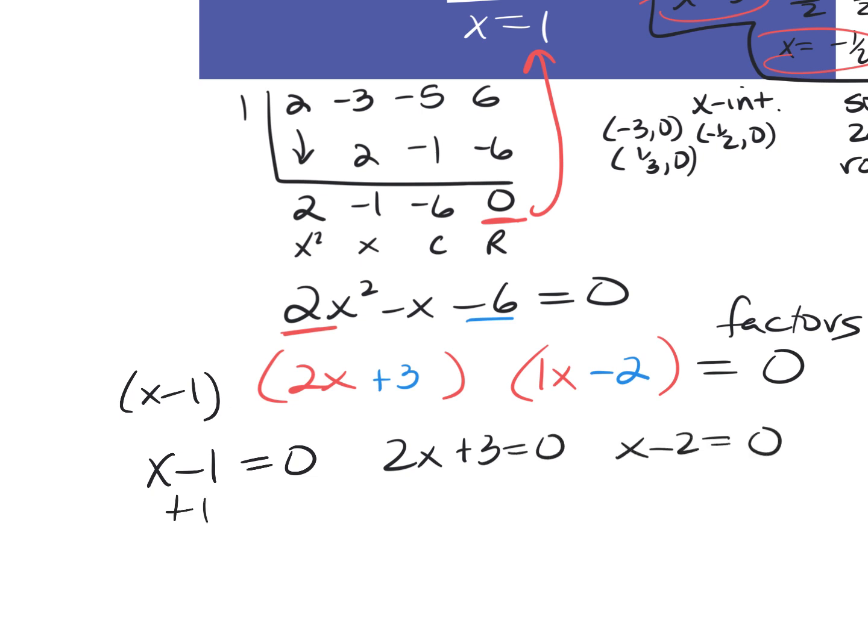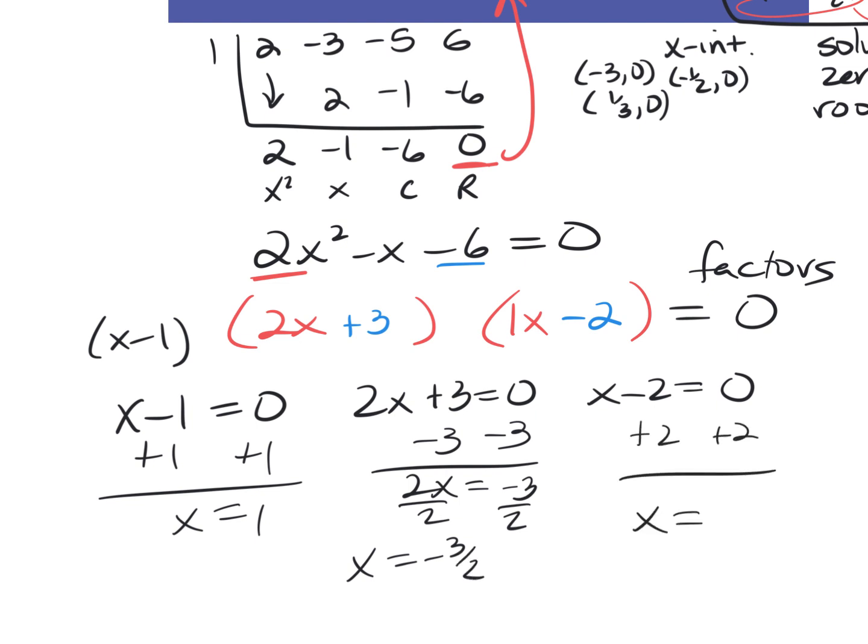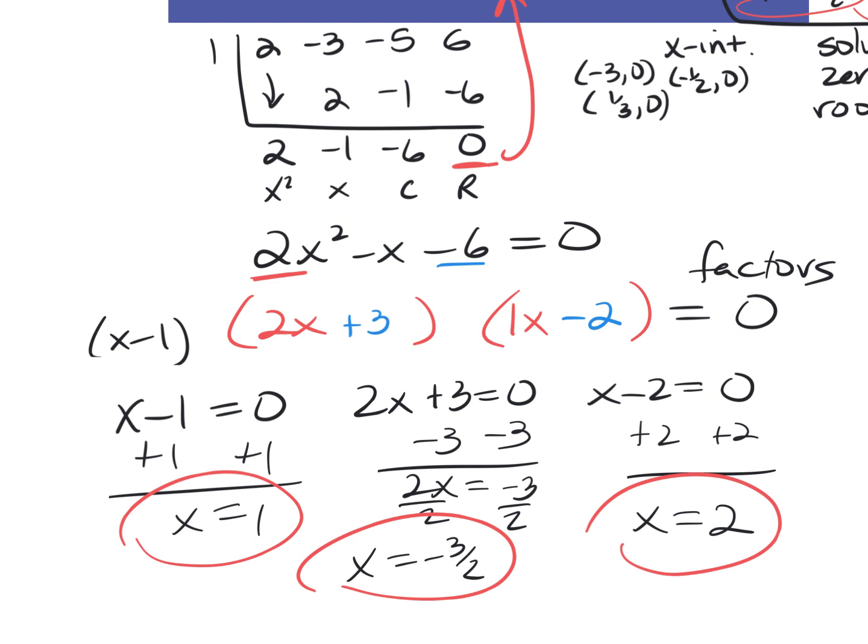So here, add 1, x equals 1, subtract 3, 2x equals negative 3, divide by 2, x equals negative 3 over 2, add 2, and x equals positive 2. So again, these are my roots, my solutions, my zeros. They can also be x-intercepts if you write them as ordered pairs.